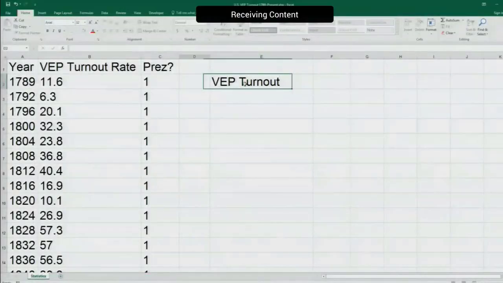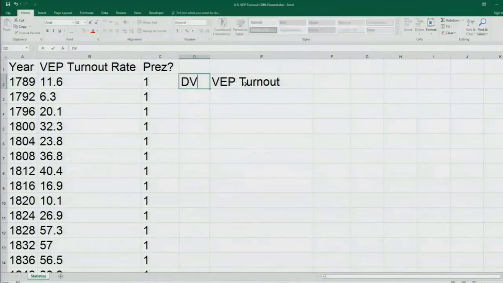That makes VEP turnout our dependent variable. And so what makes voter eligible population percentage turnout go up? What makes it go down? We have a couple of possibilities here, right?